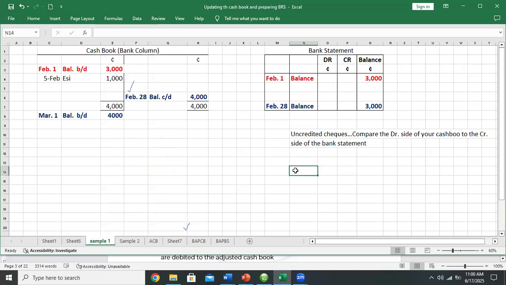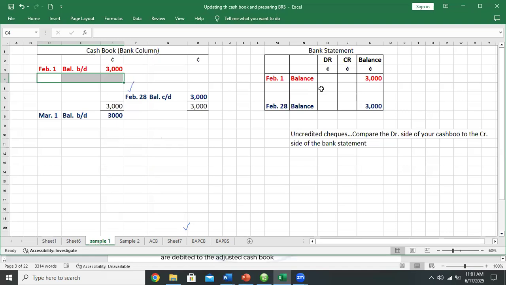Unpresented check. So for that one, the business has made payment to a supplier. But the supplier has not presented it to the bank for payment. So tautologically, I should say that unpresented check is the same as undebited check. The bank has not debited. The opposite of uncredited, right? But we don't use the term undebited checks because it sounds a bit funny. So we say unpresented check.